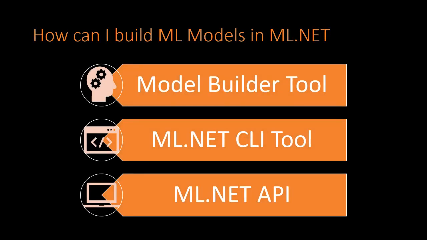So how can we build machine learning models in ML.NET? We have a variety of different options available to us. We have two low-code options, the Model Builder tool and the command line interface tool. Or we can use the code-first option to build more customized models using the ML.NET API. Throughout this talk, I'll go through each tool and show you how we can build models with it.